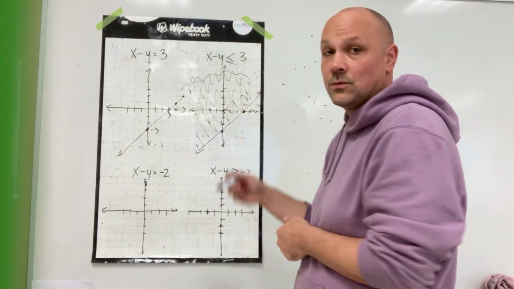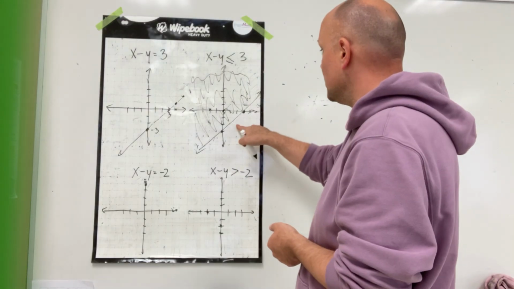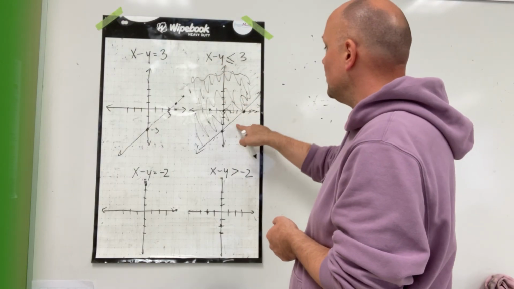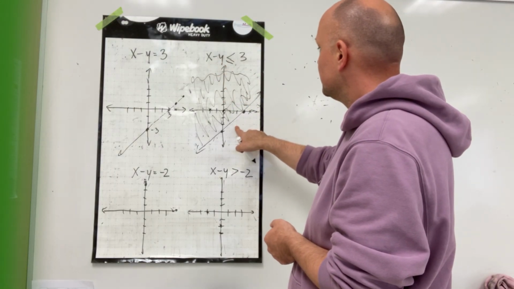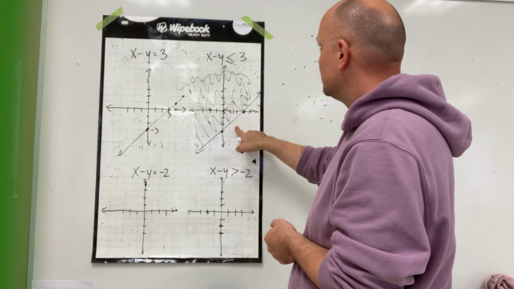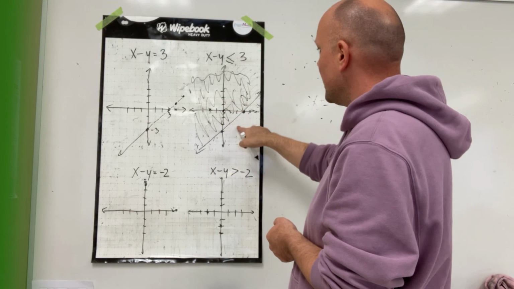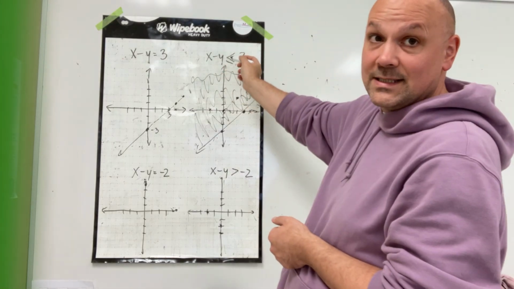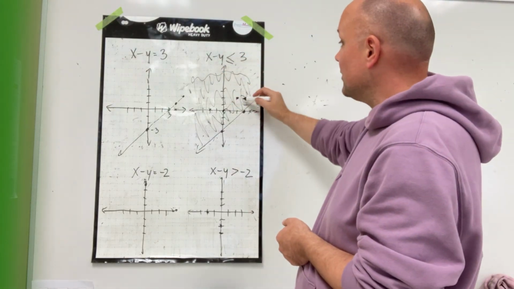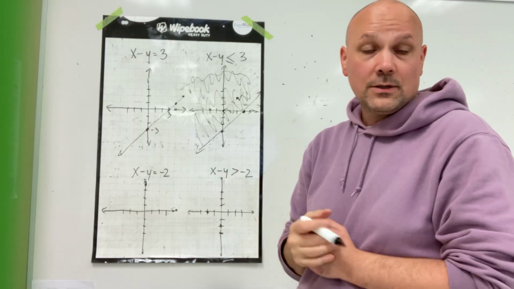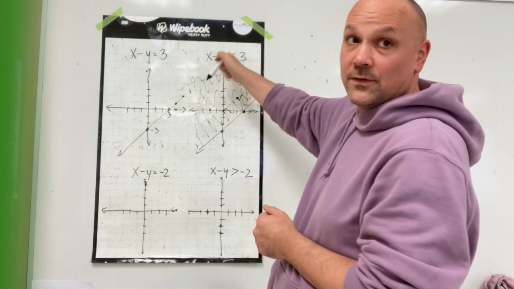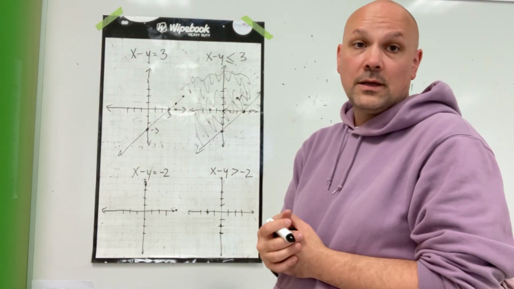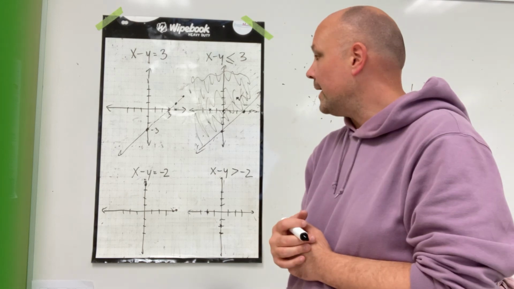And any one of these won't work. Like 2, negative 2. 2 minus 2 is 0. So 0 is less than 3, which means it should be in my shaded region, right? So anything that works for this equation should work in my shaded region, okay?